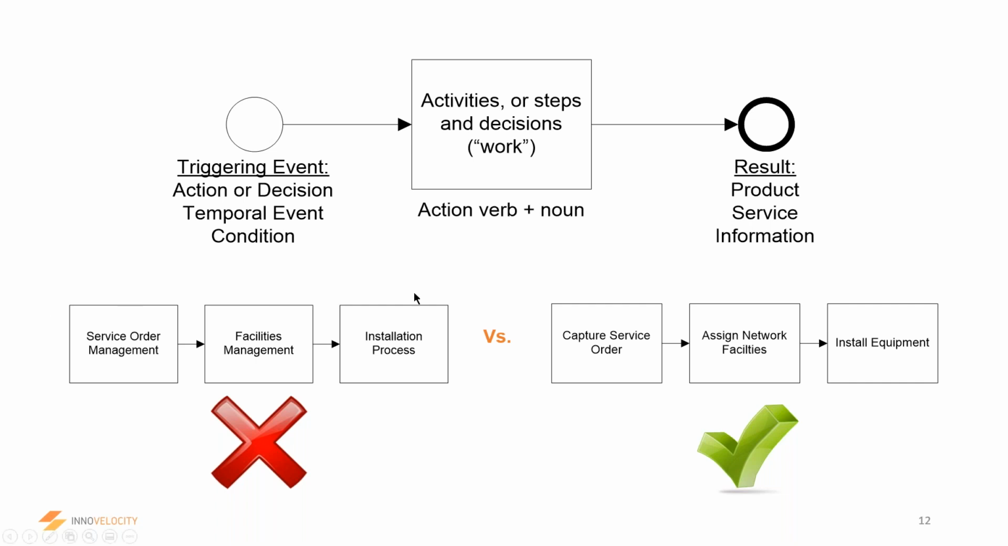So the trick that I like to use to make sure that we're following this thought process when we're naming an activity is to use an action, verb, and a noun. So you'll see here in the bottom left an example of this not being done properly, where you have words like service order management or installation process. And words like management or process are usually a red flag because the output's not clear. You can't define requirements for that or measure it. So some of the better examples here on the right would be something like capture a service order or assign the network facilities or install equipment. It suddenly becomes a little bit clearer what the subject of the activity is, what can be measured, what's being done.